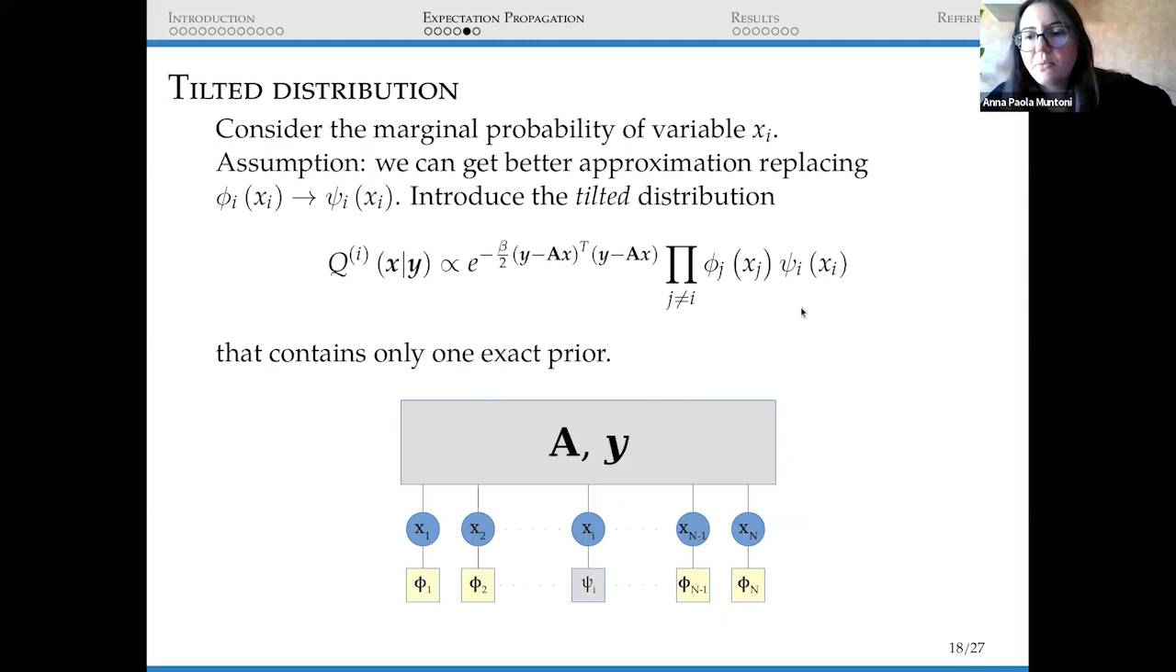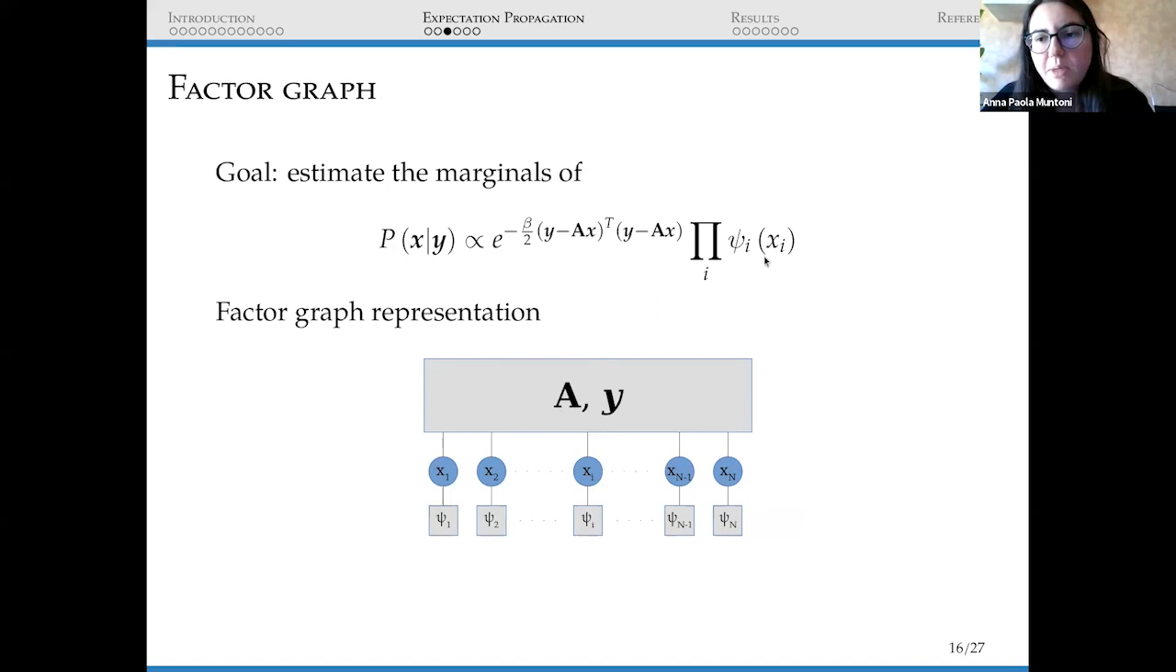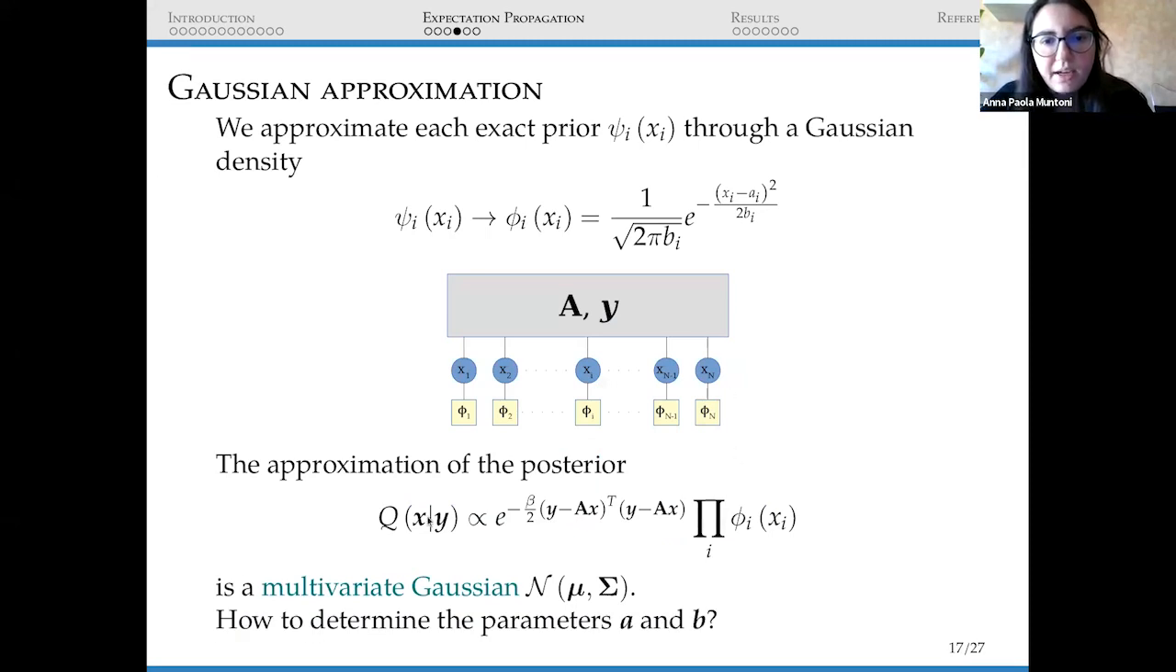To do this, I will make the following observation. Suppose that you have the approximated multivariate normal distribution and the true one, and you want to estimate the marginal probability of a specific variable x_i. Of course, computing the marginal from this distribution will be very easy because you only have to marginalize a multivariate density. But you are missing something, because here you are using the approximate prior for the x_i variable. Instead, what you can do is start from the full approximate Gaussian, remove the approximate prior for the x_i variable, and replace it with the true one.